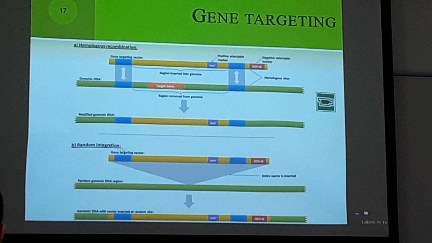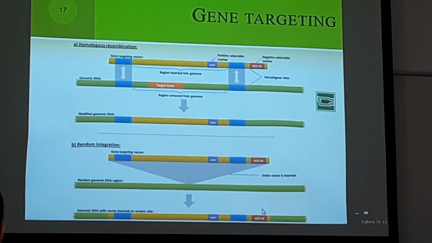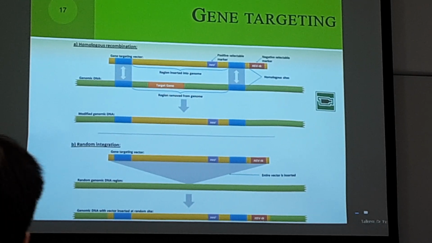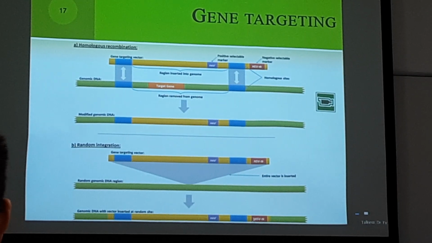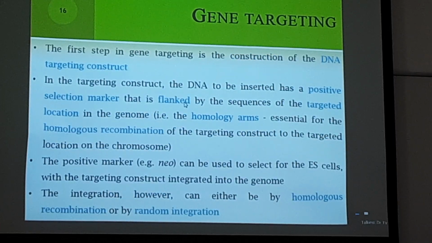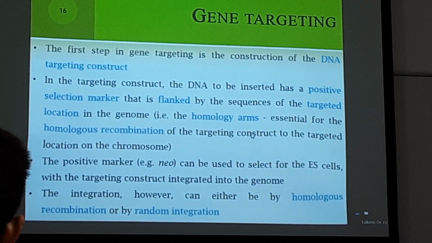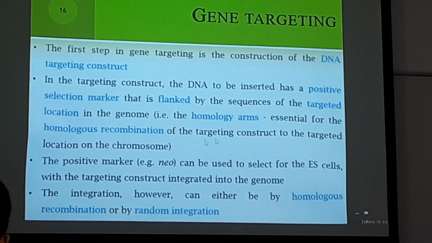But if it is by random integration, they just insert it at some point, and the negative marker will also get in, so they can tell you if it is present in the genome. You can tell that actually you failed because you are not doing homologous recombination. Okay, so this is the key idea on how to use gene targeting to make transgenic animals. So make sure you know about the concept here.